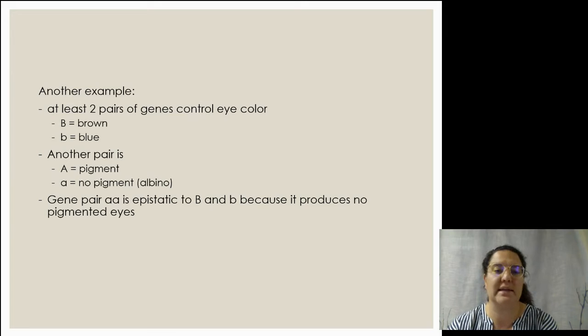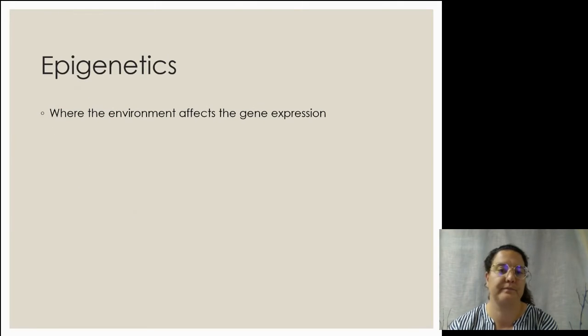Another example is that at least two pairs of genes control eye color. We have brown and blue, and then pigment or no pigment. And so you can have two brown alleles and then two no pigment alleles, and no pigment will be forming. But if you have one brown allele and two blue alleles and pigment alleles, you'll have blue eyes. So gene pair A is epistatic to B, because it produces no pigmented eyes. So the A allele controls the appearance of the B allele.